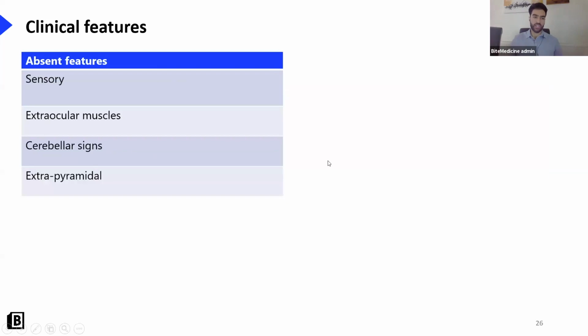Features we do not expect to see. You don't expect the sensory system to be involved. Extraocular muscles are usually spared. You don't get cerebellar signs, and you wouldn't expect extrapyramidal symptoms like you see in Parkinson's disease, like bradykinesia, etc.